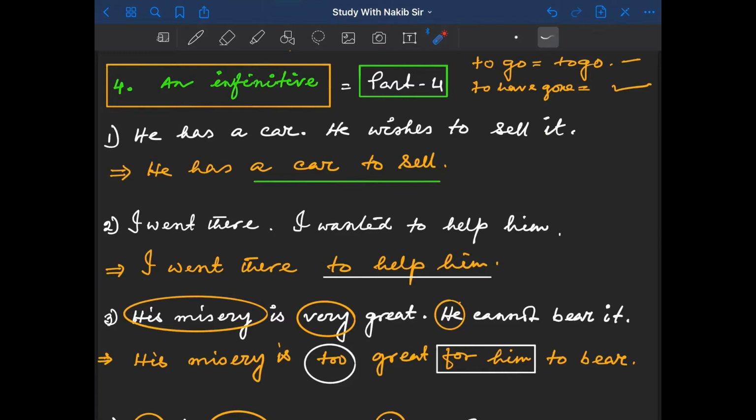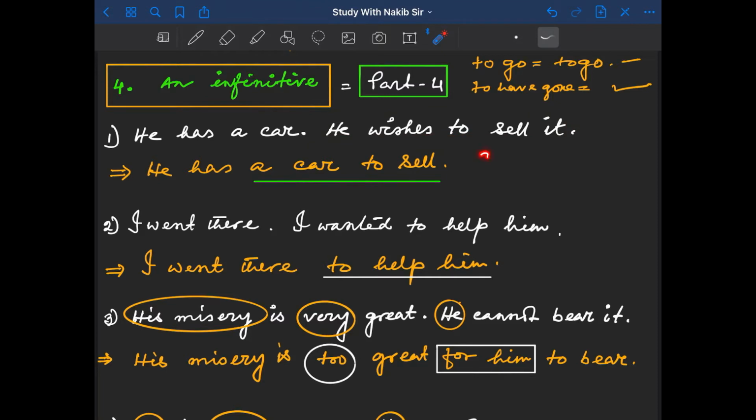Now come to the examples. With the help of the examples, you will have a clear concept of the infinitive, and see how two sentences can be combined into a simple sentence by using an infinitive. See the first example. He has a car. He wishes to sell it. He is the subject of both sentences, the same person. No problem. The second sentence is used here to say what type of car. The answer is to sell.